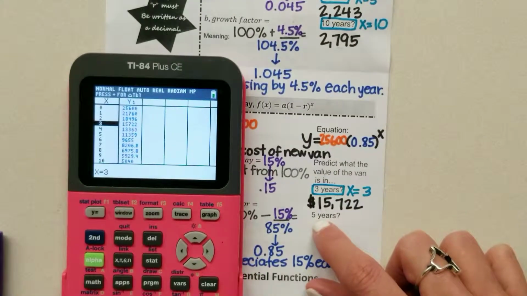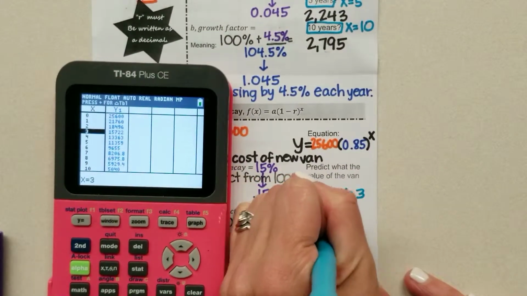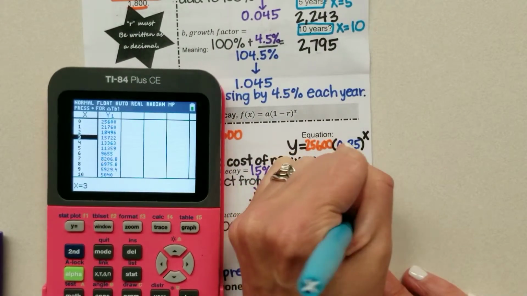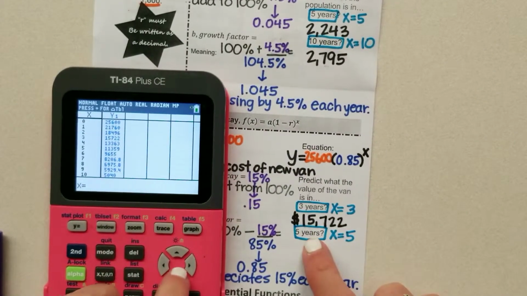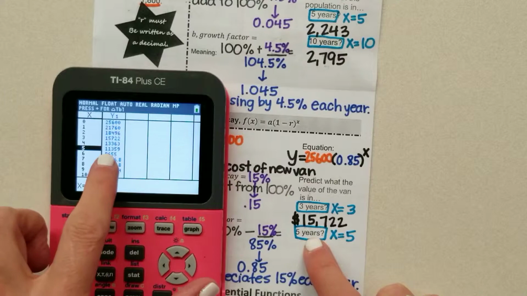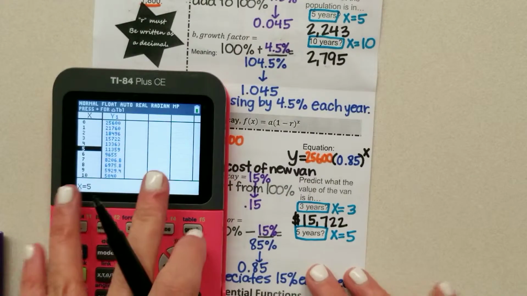And then it wants me to make a prediction for 5 years. So if I keep this van and try to sell it back in 5 years, what is the value of my van? What could I expect to get when I sell it? So if I go to 5, it tells me that my van has a value of $11,359.